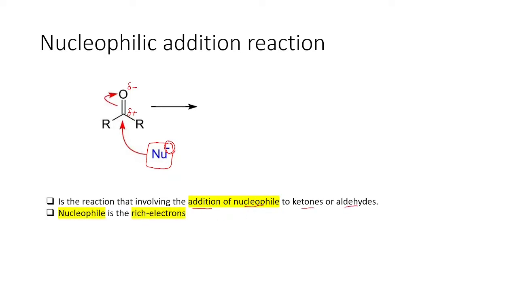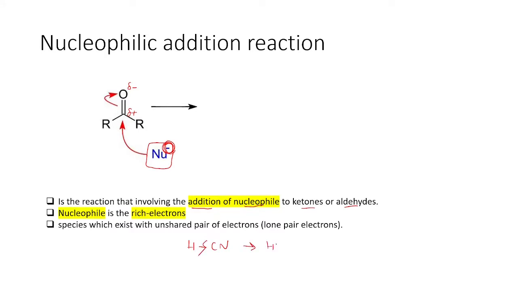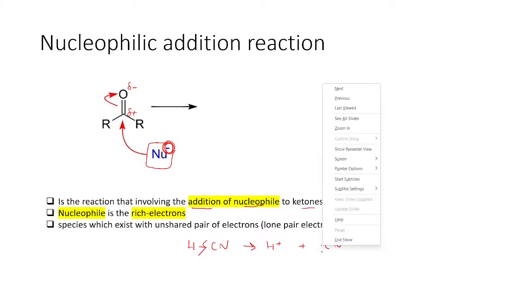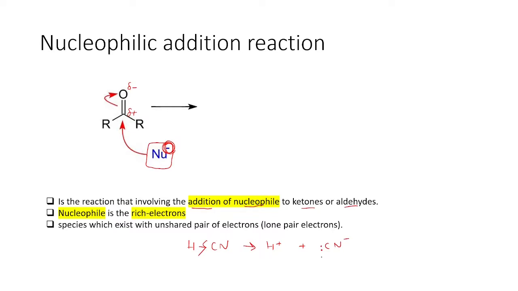A nucleophile is rich in electron, high in electron density as shown earlier, and it can be a species that exists with an unshared pair of electrons. For example, if you have HCN, when these two break, it will form H plus and CN minus. CN minus has a lone pair, so this is the lone pair. The lone pair makes CN the nucleophile, because it has a lone pair of electrons that can be attached to carbon.